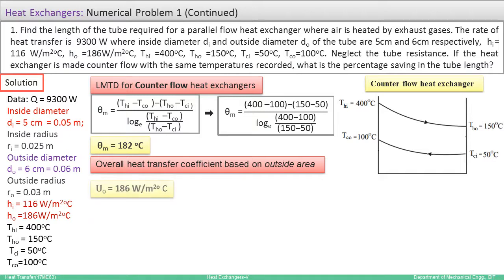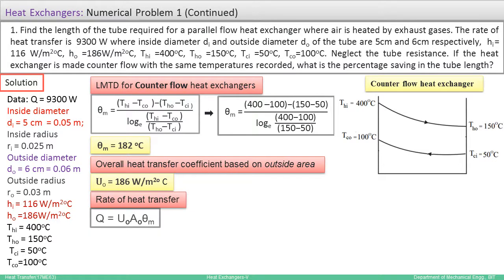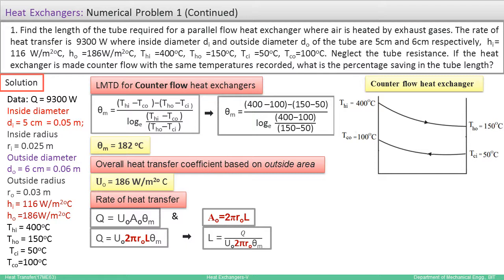And in a similar way, this U naught can be found out, which I am not showing here. It is already written, and it is the same value. And now using the same expression for Q, which is U naught A naught into theta m, we have to find out a separate value for L. For this case, we get this time for L of the counterflow arrangement, that is the length of the counterflow arrangement, 4.262 meter.